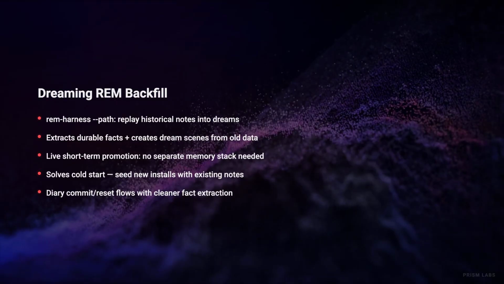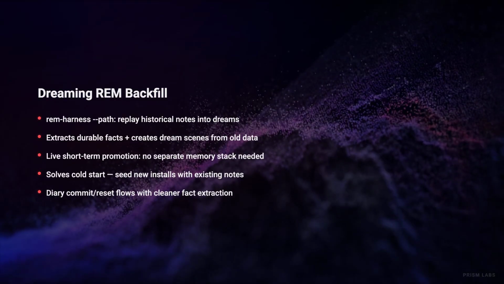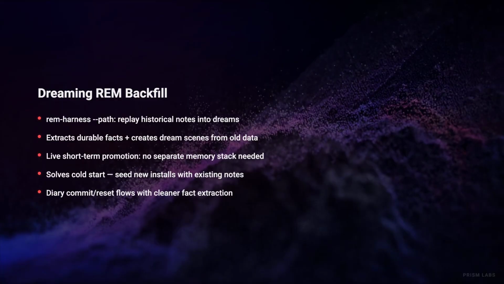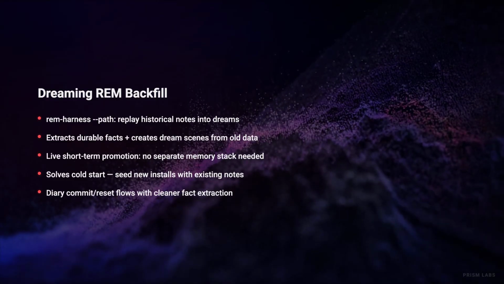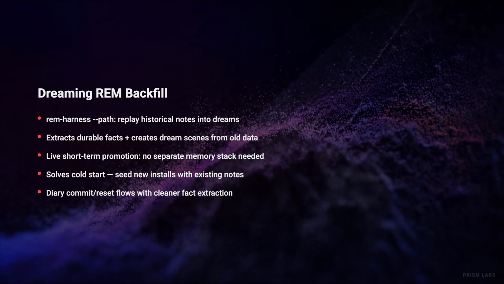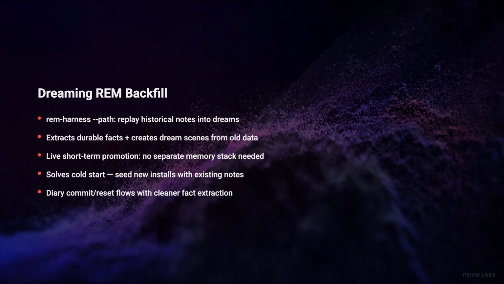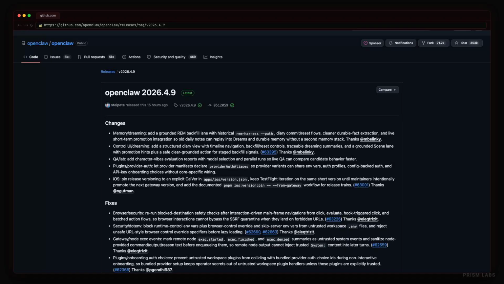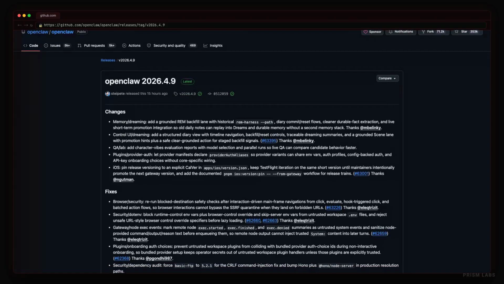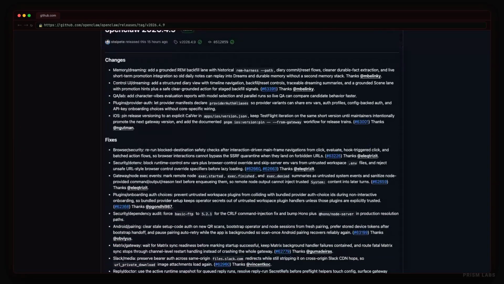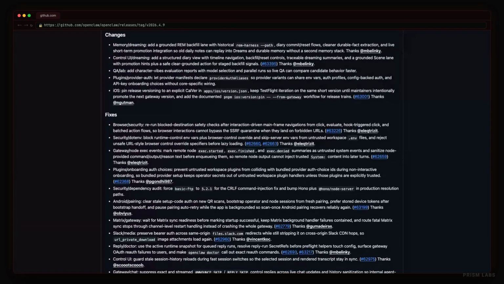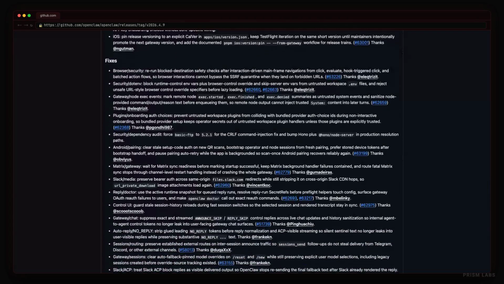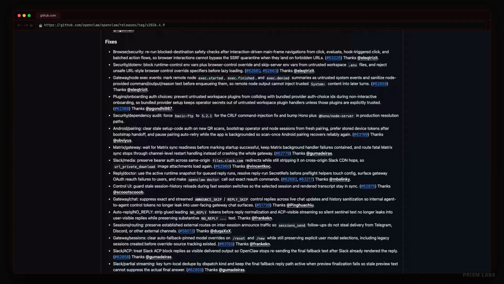This closes the biggest gap in the Dreaming system, the cold start problem. Previously, a new OpenClaw installation had no dream history. Now you can seed it with months of existing notes, and the agent starts with meaningful memory context from day one. Let's look at the actual release. The changelog is well organized with clear categories for features, security fixes, bug fixes, and platform improvements. The 21 contributor count shows this is a community-driven release with fixes coming from across the ecosystem. The release is signed with a verified SSH key as always.